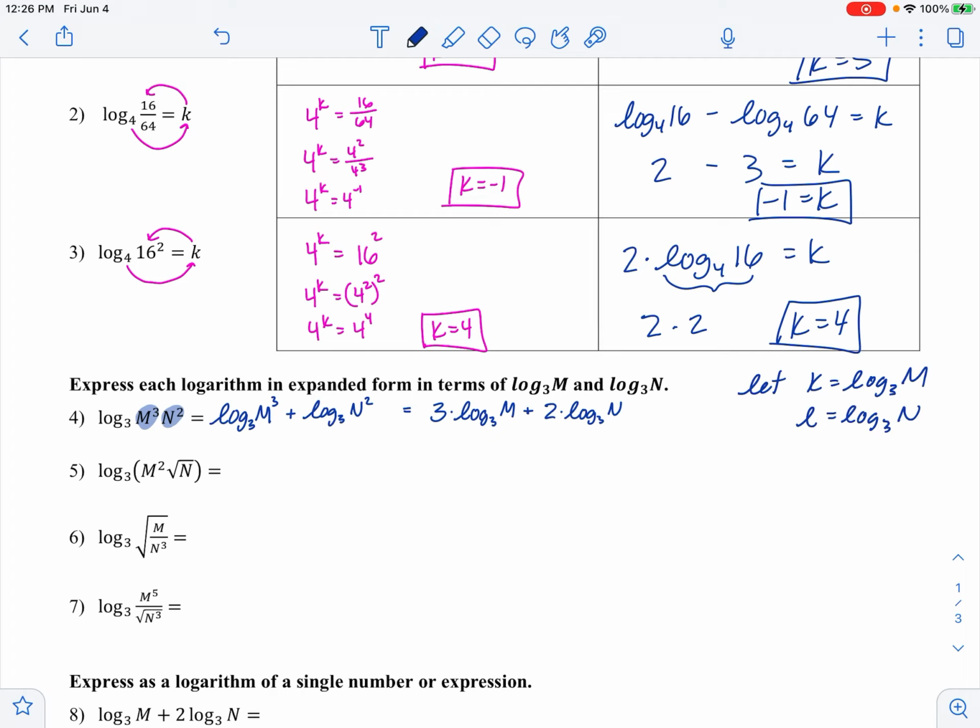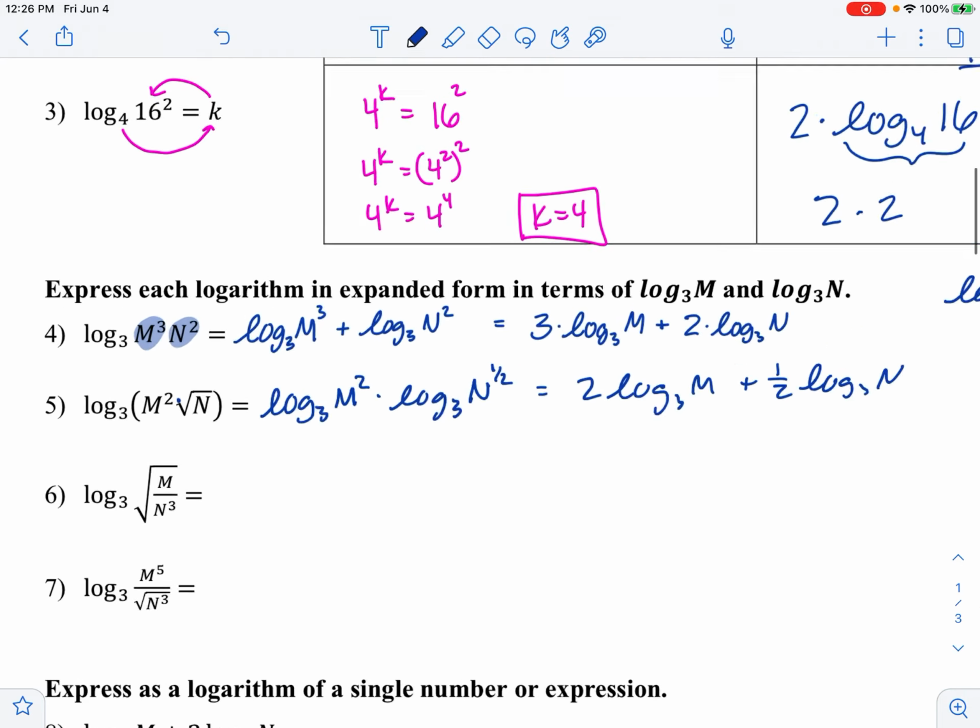All right, let's do a couple more together. Next one here. Sure, there's parentheses. Those parentheses don't mean anything. They're just showing you that your whole entire input here is m squared root n. So I'm going to split it up first. Log base 3 of m squared plus log base 3 of the square root of n. I don't want the square root of n. I want n to the 1/2 because that's going to then let me do my exponent rule. 2 log base 3 of m plus 1/2 log base 3 of n. And there we go. That would be our answer for number 5.